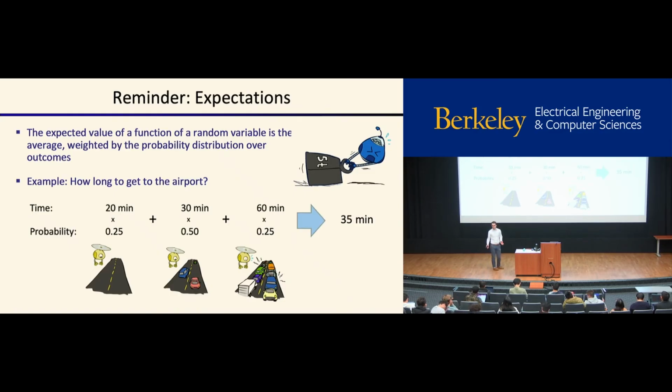It's not going to actually take us 35 minutes. It could be more, could be less. It's going to be one of these three outcomes for this particular random variable. But if we add up lots and lots of different trials, it's going to be about 35 minutes on average. So that's how we compute these expectations, and that's what's going on inside of the chance nodes. We're just computing this expectation.